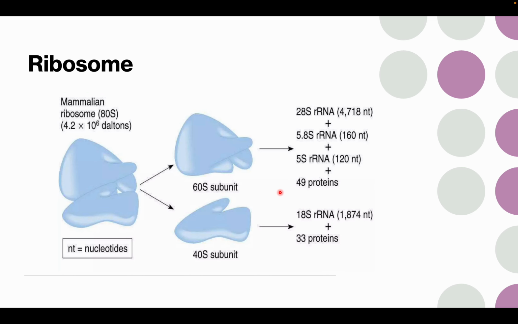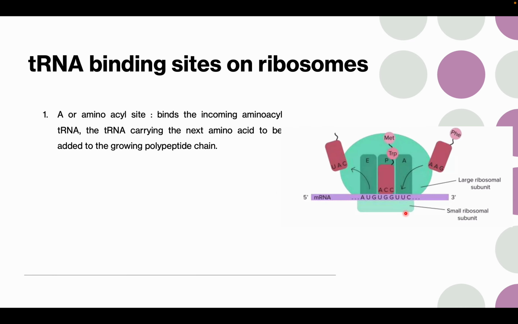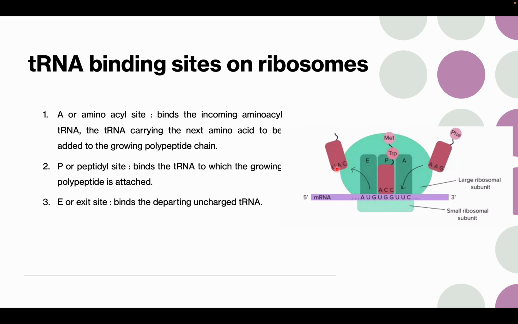Now that the ribosomes are different, we can talk about the binding sites, which we have also discussed. The binding sites are the same: the E site, the P site and the A site. The A site is where the incoming tRNA binds, the P site is where the growing polypeptide is attached, and the E site is where the uncharged tRNA, the tRNA which is not bound to any amino acid, is present and then departs from this site. It's the same as in prokaryotes.